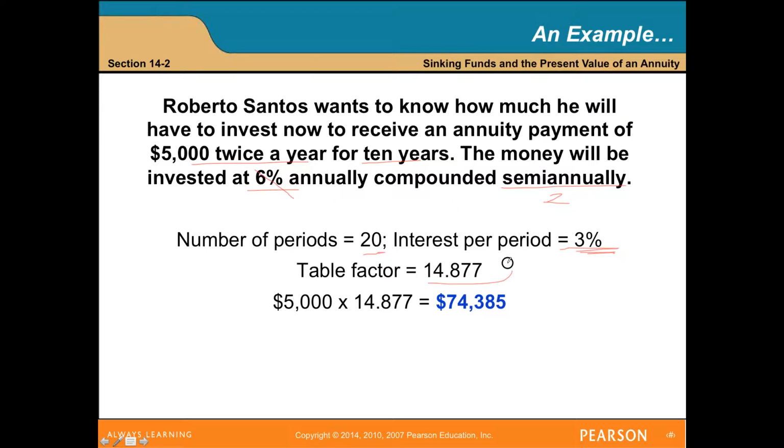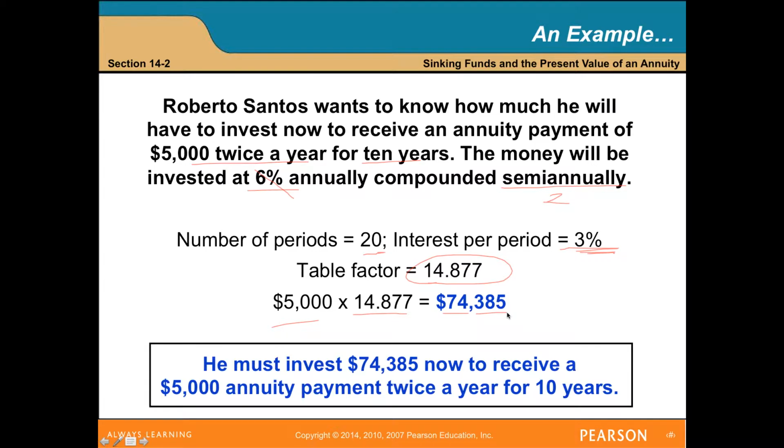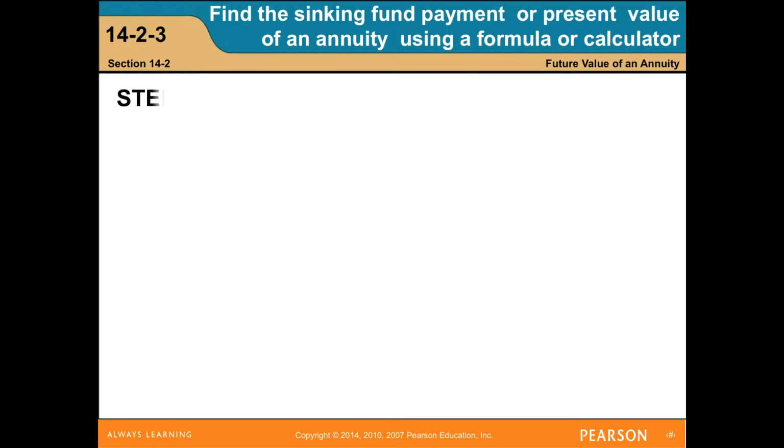The table factor, if you refer to the table in your chapter, is 14.877. So 5,000 times 14.877 equals $74,385. So Roberto Santos must invest $74,385 now to receive a $5,000 annuity payment twice a year for 10 years.